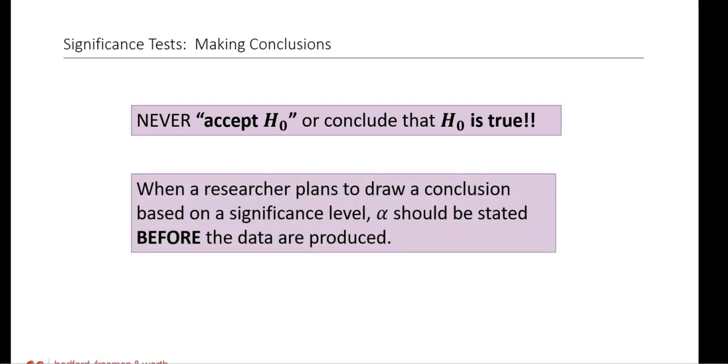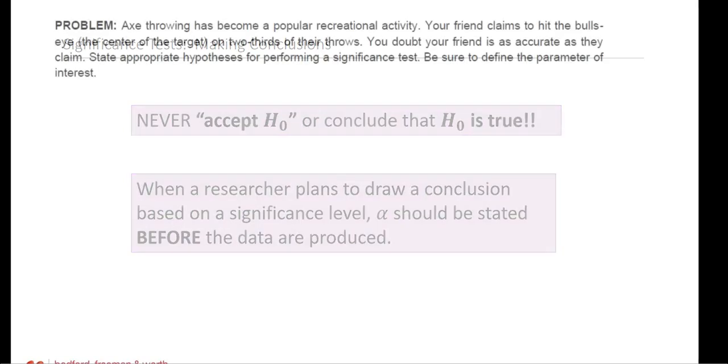Alpha should be stated before the data is produced. Again, the null and alternate and the alpha should all be stated before you start. You can't change the alpha level. You can't say, oh, I got a p-value of 6%, I'm going to make the alpha level 7% so that we have significant results.